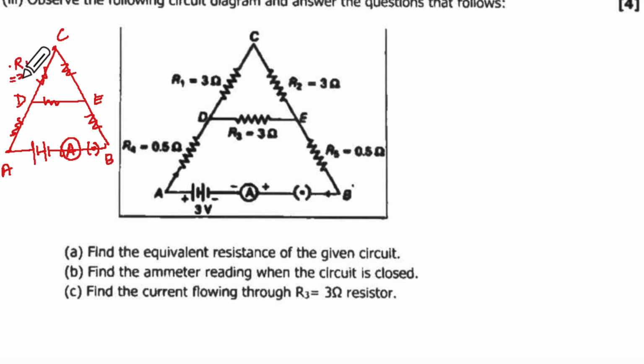R1 equal to 3 ohm. R2 also is 3 ohm. R3 also is 3 ohm. Okay, now R4 is this, 0.5 ohm, and this is R5, which is 0.5 ohm. You finished? Yes.